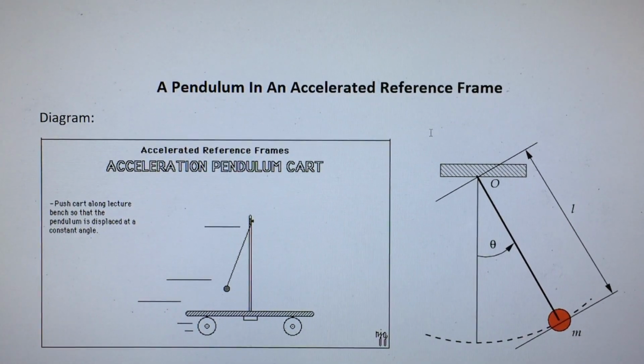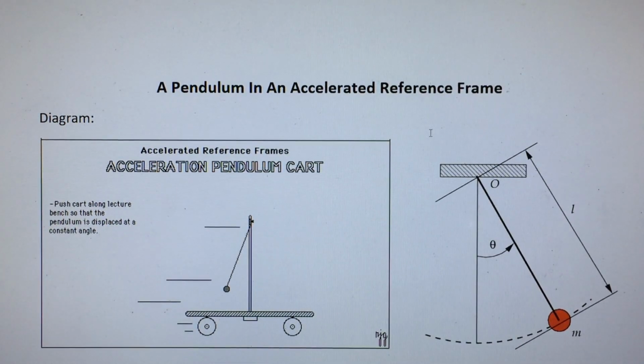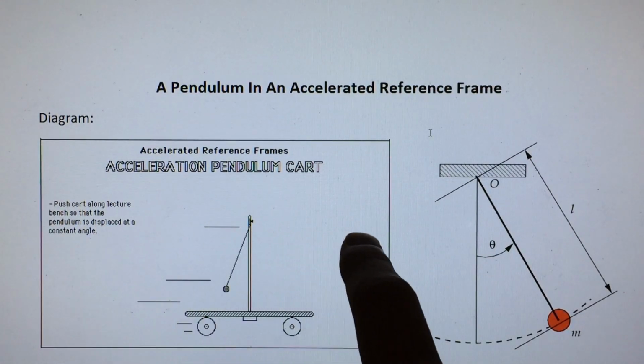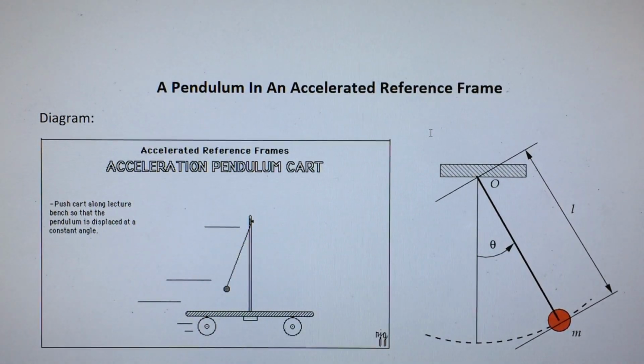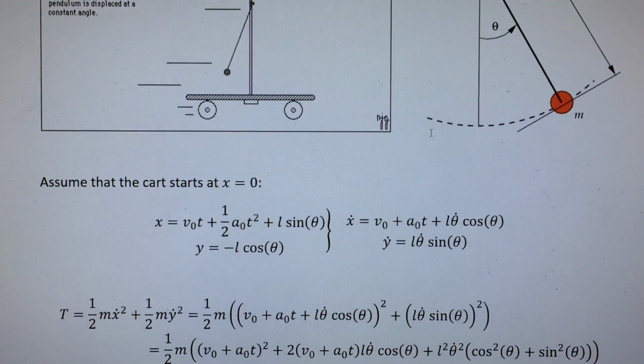So the way I've set up the coordinates in this problem is such that it starts, as far as x position goes, at x equals 0. And it's accelerating with a constant acceleration in the positive x direction. And the 0 of the y-axis is right at the top of the pendulum bar. So with that in mind, we can write out the displacements and get ready to do Lagrangian mechanics.